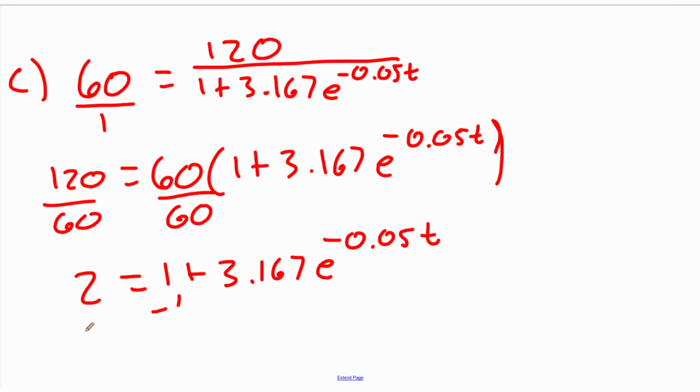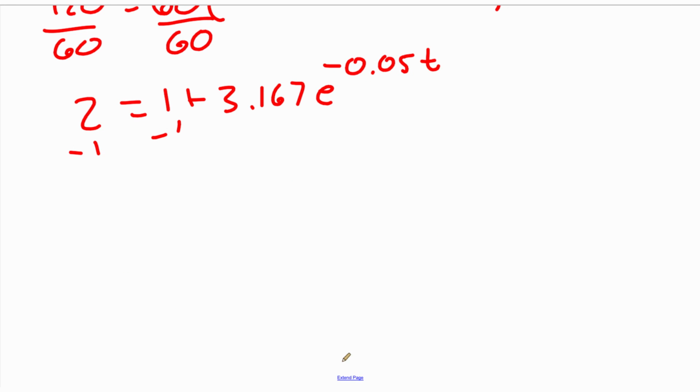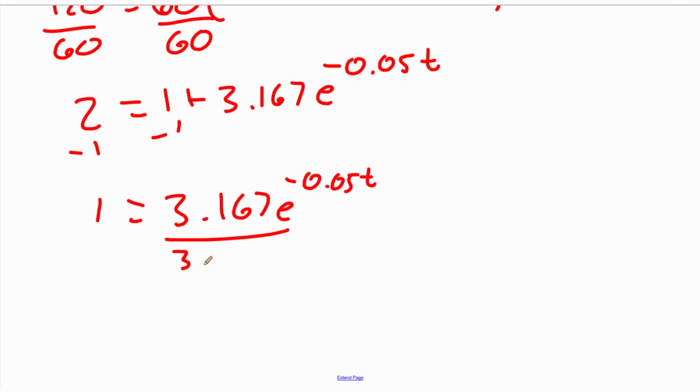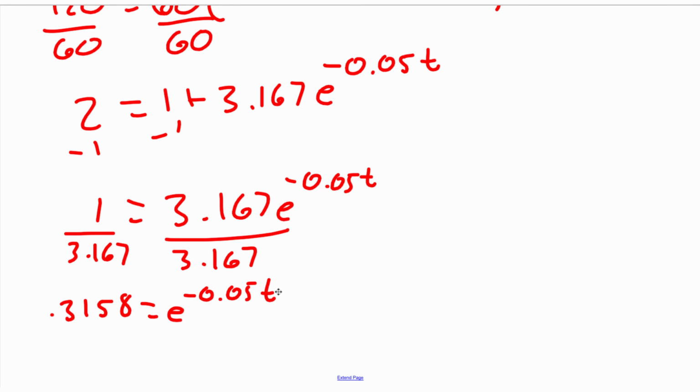I'm going to subtract this 1 over to the left-hand side. So we get 1 equals 3.167 e to the negative 0.05 t. Now divide both sides by that 3.167. And I'm going to go 4 decimals on the left-hand side here. I've got 0.3158 equals e to the negative 0.05 t.